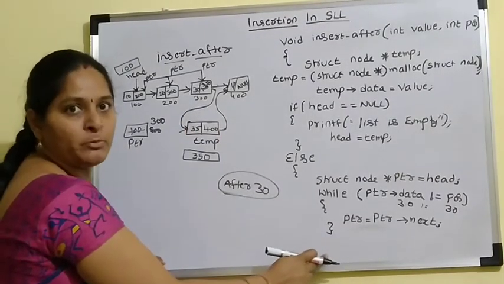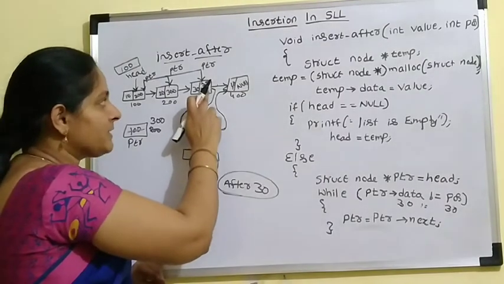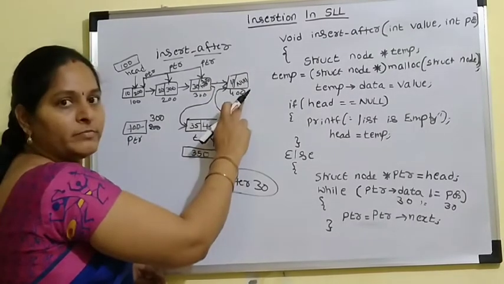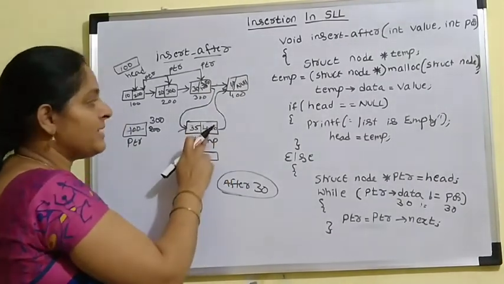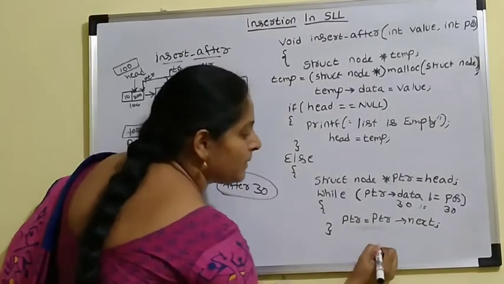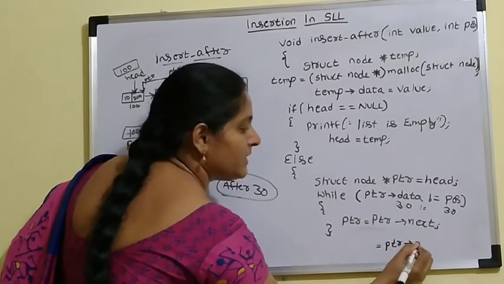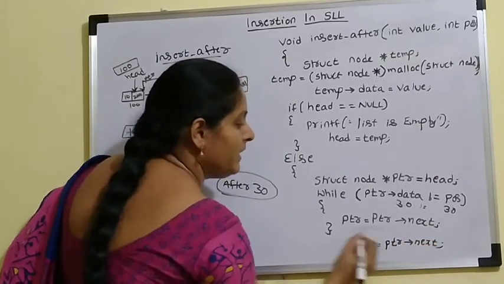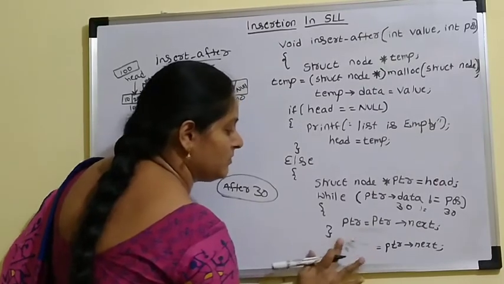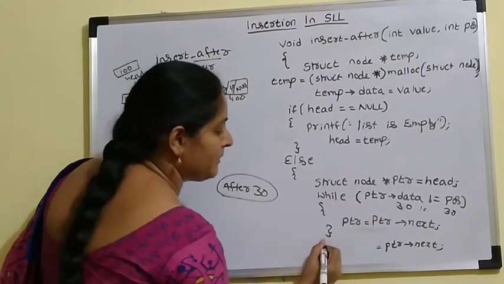So these are the two steps we need to write it here. Whenever you identify the position, what we need to do? Whatever address, that is PTR next address. PTR next means 400. So this 400 we need to place in temp next. Okay, so here what is the logic? Place the PTR next address in temp next.